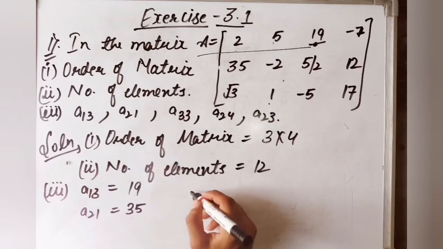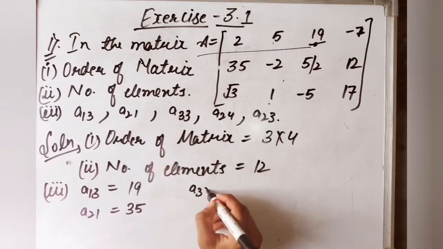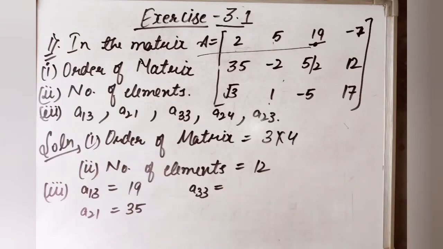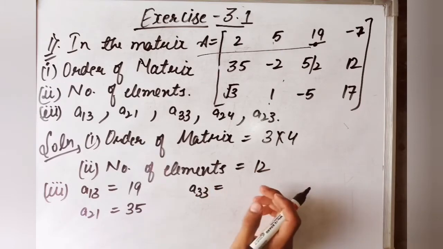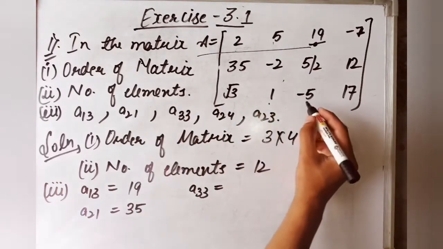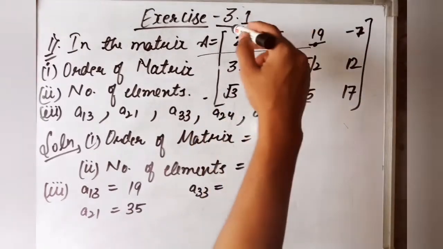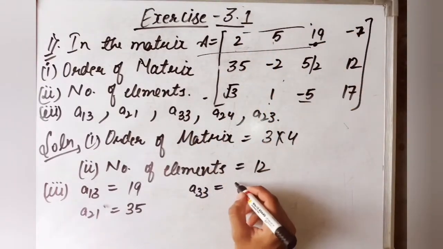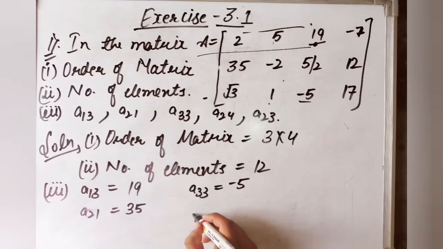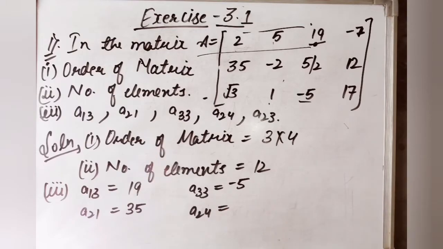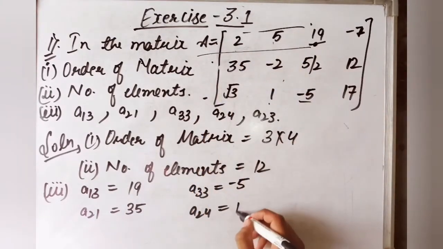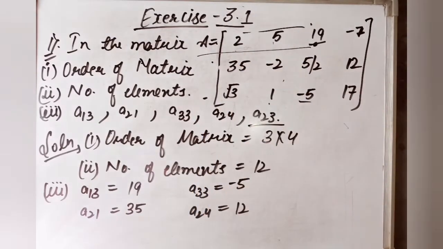Now let's have a look at a33. A33 means the element which is present in the third row and the third column, which is -5. Next, a24, the element present in the second row, fourth column, which is 12. I'm leaving this a23 for you guys. Find it out and write it in the comment section.